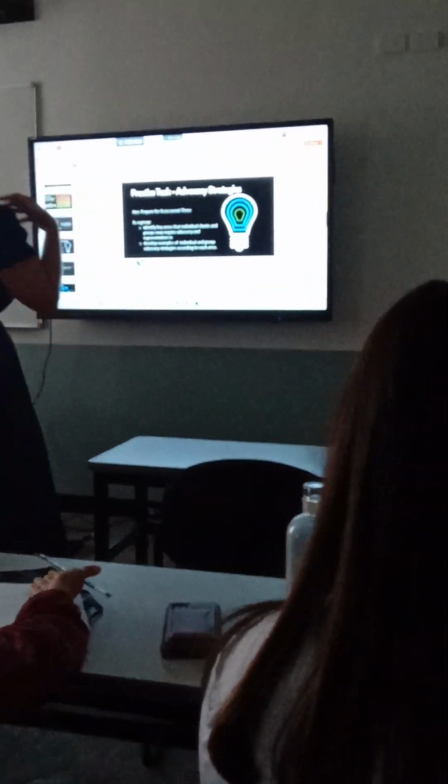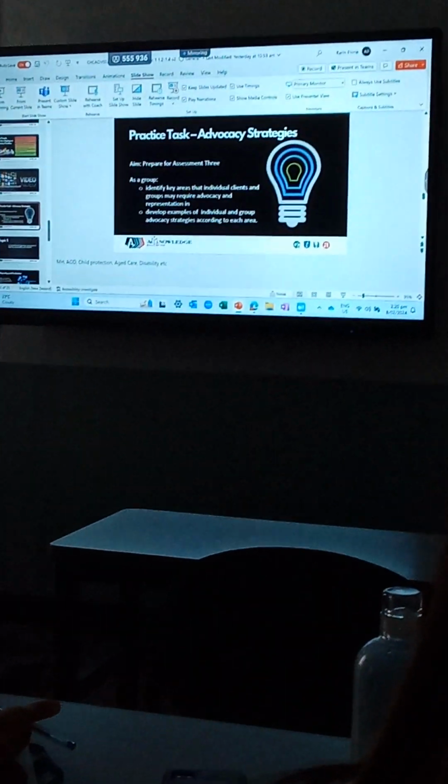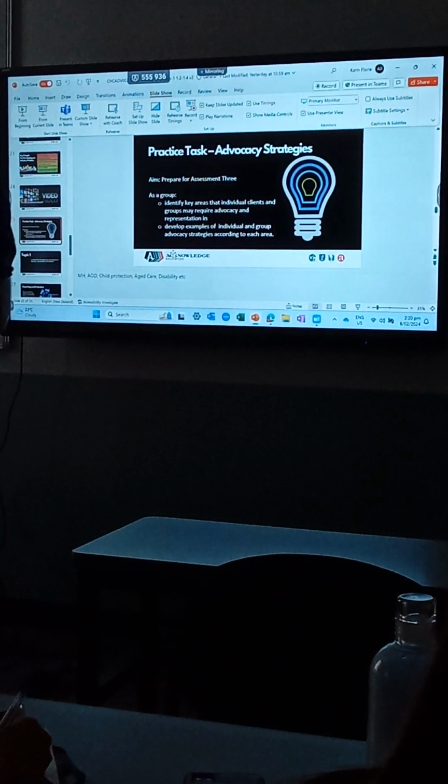Alright, and one of the things we have to do is provide advocacy and representation strategies. We have to identify advocacy strategies for an individual and for a group. Okay, so what I've asked you to do is identify those areas that you're passionate about. Some people talked about child protection, working with young people, age, disability, mental health, AOD, etc.